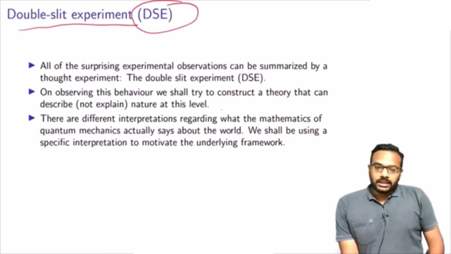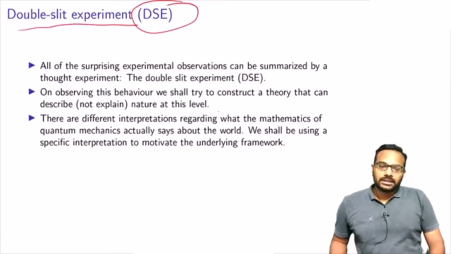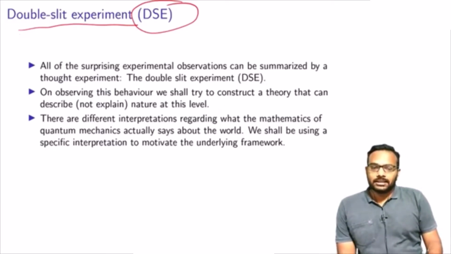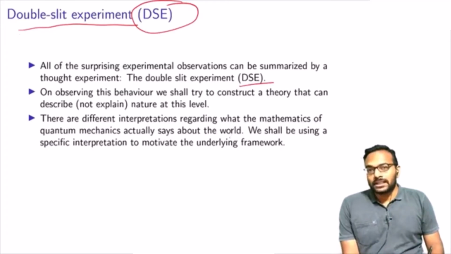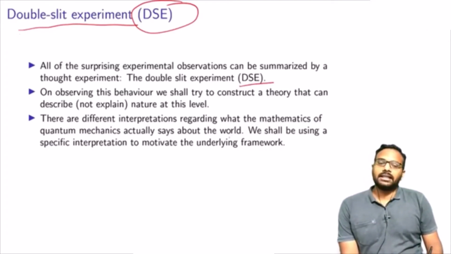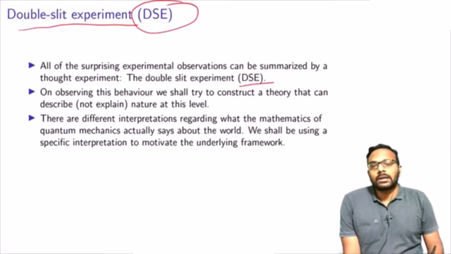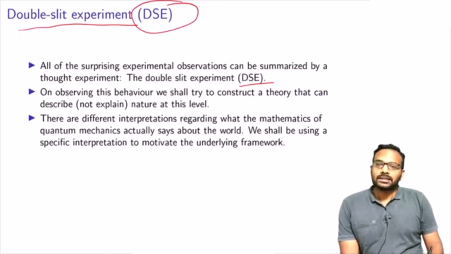Now there were so many surprising experimental observations, and we'll summarize them just by this thought experiment called the double slit experiment. In the double slit experiment, we will observe how the electron behaves in experiments. We don't know why the electron behaves like that, but once we know how it behaves, we'll try to construct a mathematical framework.